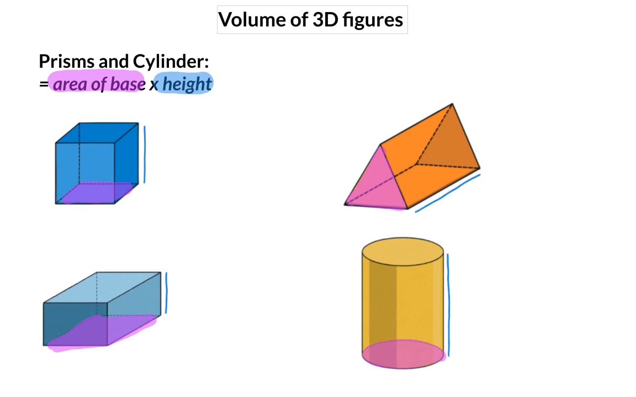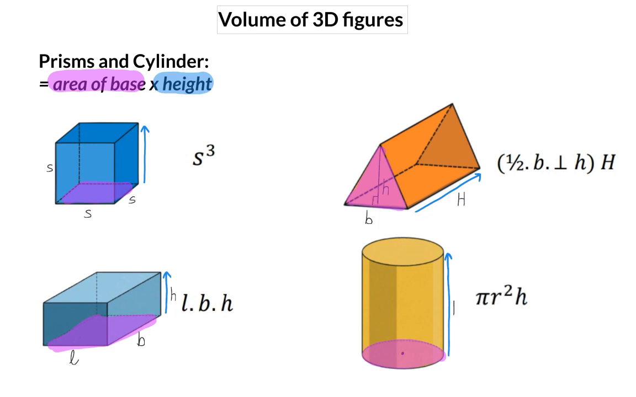If you want to convert this to fit every single figure, for the cube, this will be side cubed. The rectangular prism will have the formula length times breadth times height. The triangular prism will be a half multiplied by the base and the perpendicular height of the triangle, multiplied by the height of the prism. And for the cylinder, it will be pi r squared multiplied by the height of the cylinder.